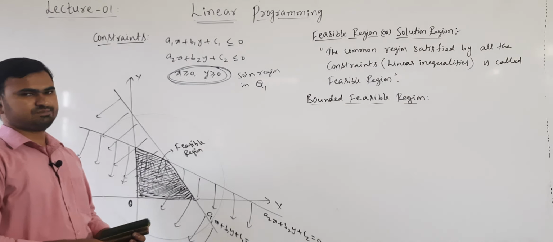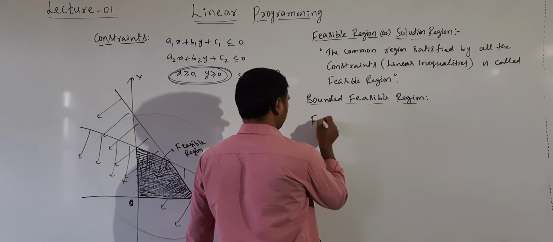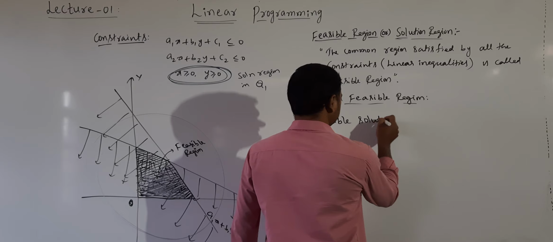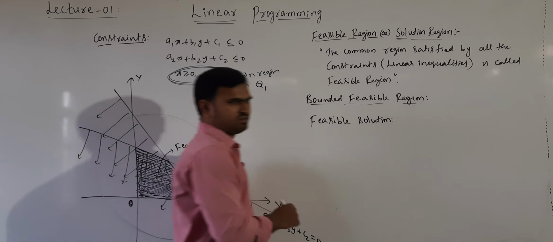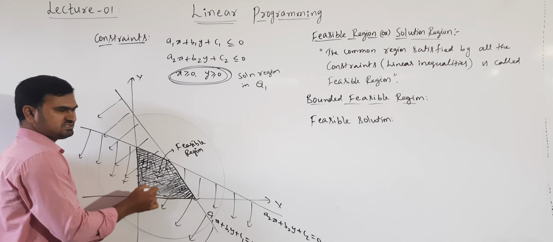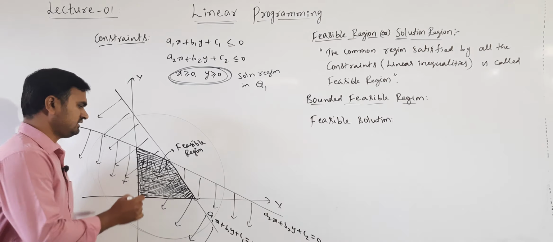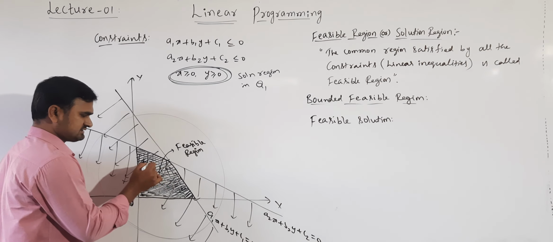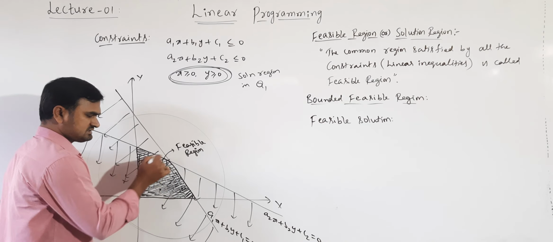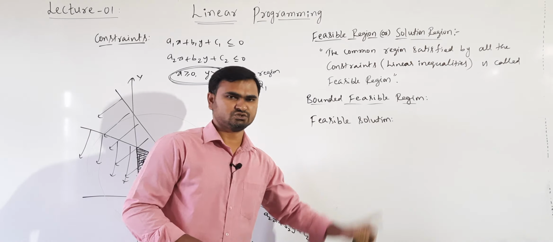Next, after feasible region, we write feasible solution. Any point in this feasible region will give a feasible solution. Any point we take in this feasible region, this point or this point, will always give a feasible solution.